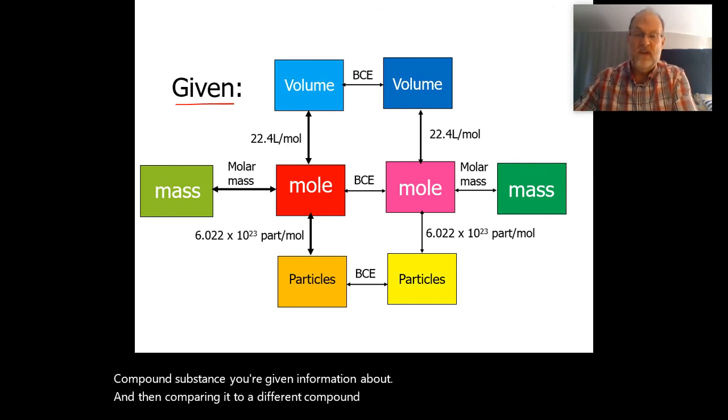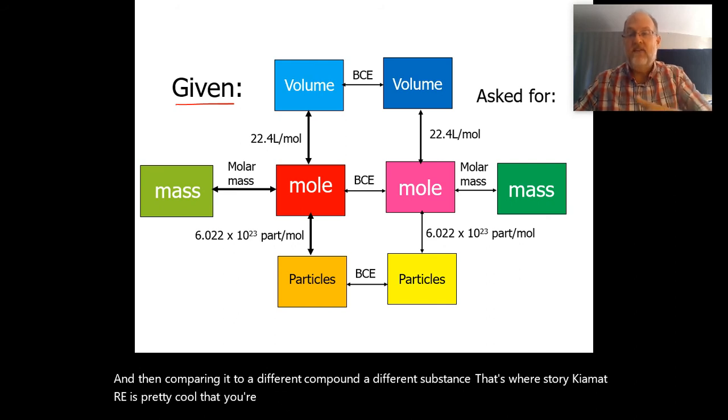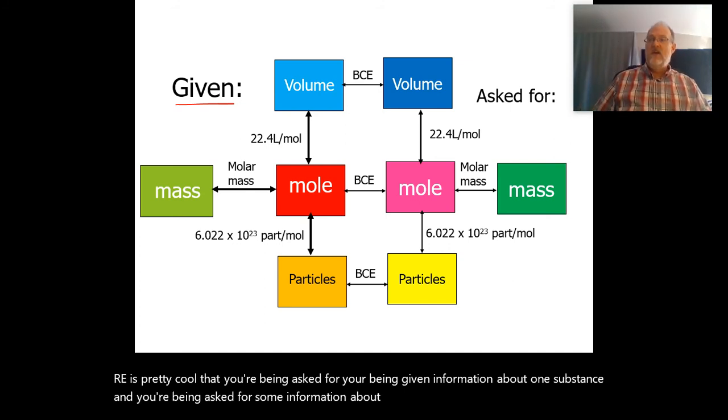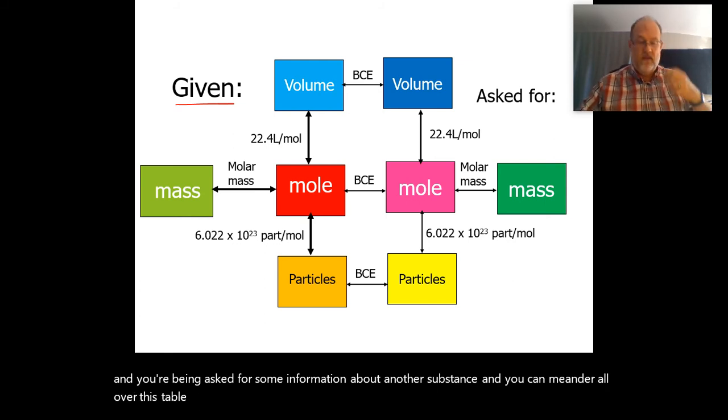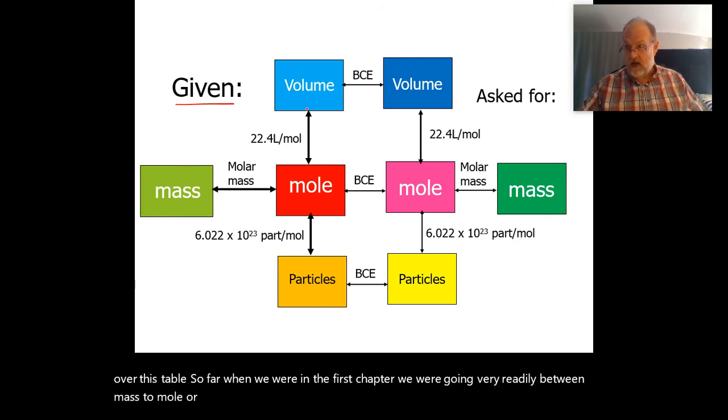That's where stoichiometry is pretty cool. You're being given information about one substance and you're being asked for some information about another substance. And you can meander all over this table. So far, in the first chapter, we were going very readily between mass to mole, or mass to particles, or mass to volume, or moles. We were staying on the side, making these little jumps.